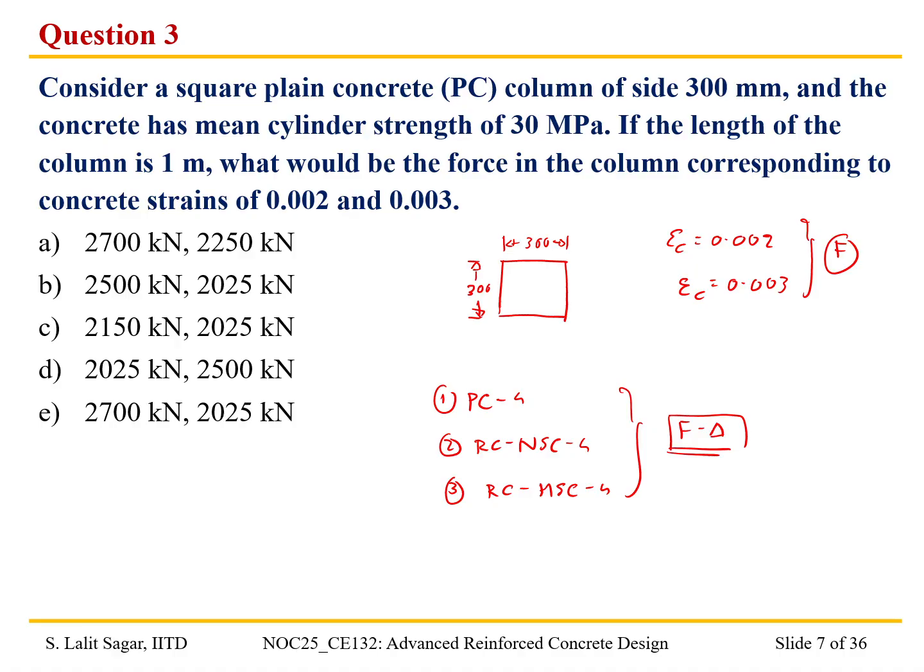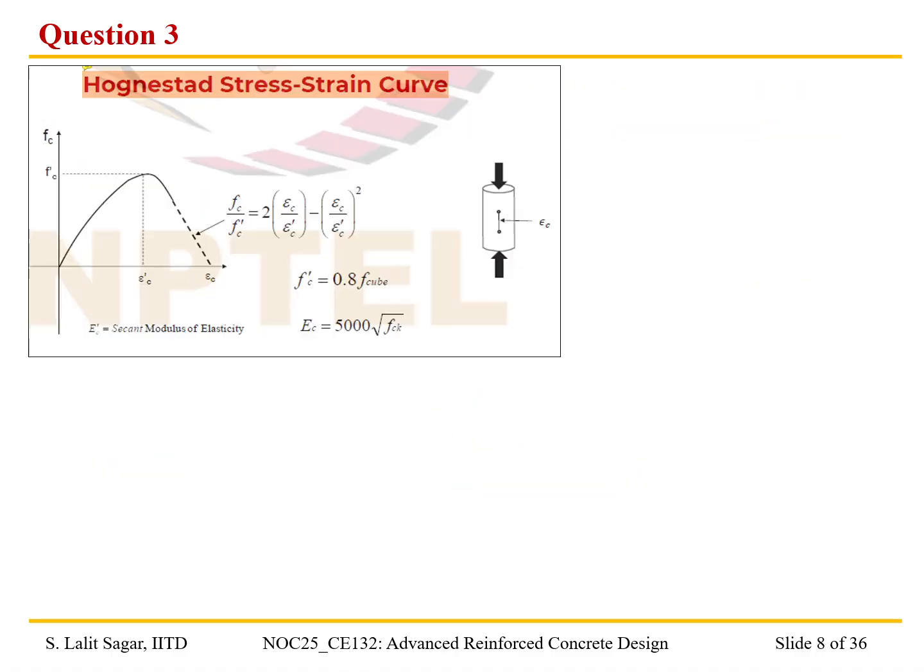Okay, I think I'll go ahead with the solution because we have a lot of numerical problems to cover today. So I'll show the answer briefly. The correct answer is 2700 kilonewton and 2025 kilonewton, corresponding to concrete strains of 0.002 and 0.003. Now let us solve the problem using the Hognestad stress strain curve or the parabolic curve. Let me write down the data given.